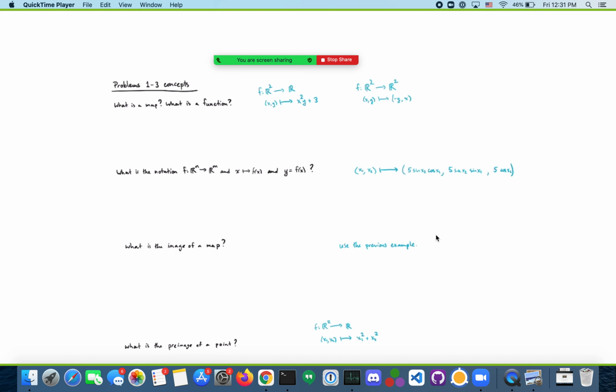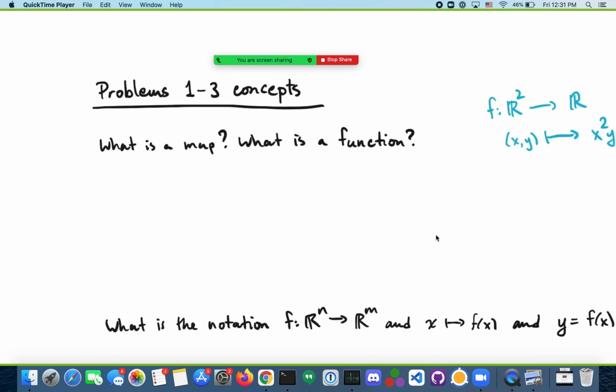Okay, hello everybody. So I'm going to go through the concepts from problems 1 through 3. First question: what is a map and what is a function? First of all, map and function are the same word, so they're the same thing. But what are they?